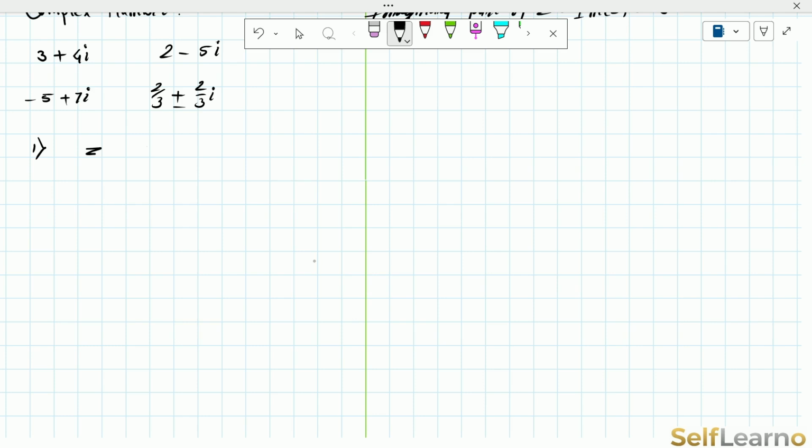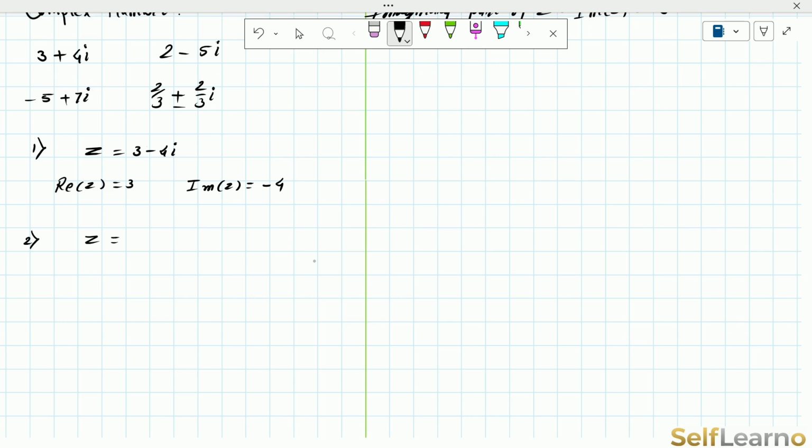Z is equal to 3 minus 4i. Then over here, the real part of z is 3, but the imaginary part of z is not 4, it is negative 4. Please mind this negative sign. One more example.